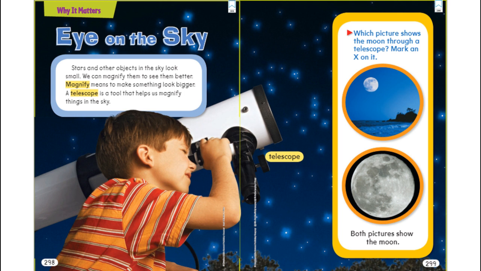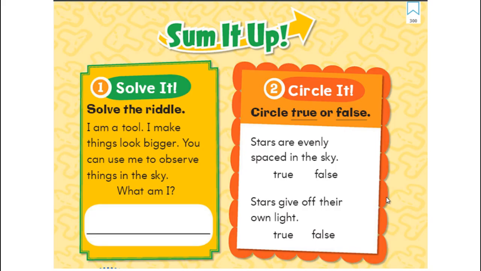Which picture shows the moon through a telescope? Which picture do you think was taken through a telescope? This looks normal, like I can see it in my eyes, or I can take it with my camera. But this one shows so many details, and it shows the moon bigger than it really looks. So this one was taken with a telescope or through a telescope. So put X on it. Now open the next page.